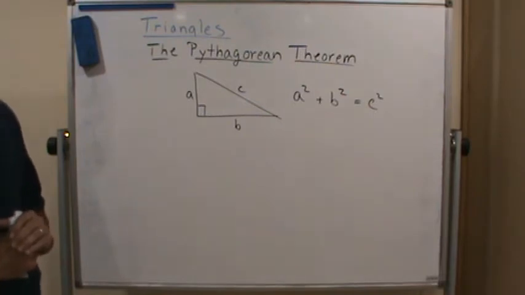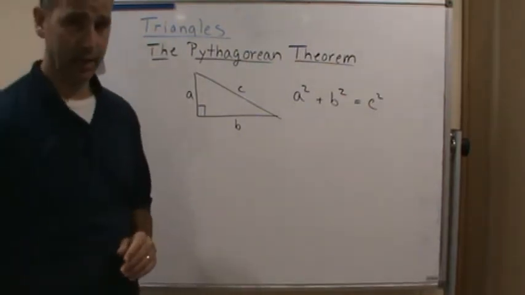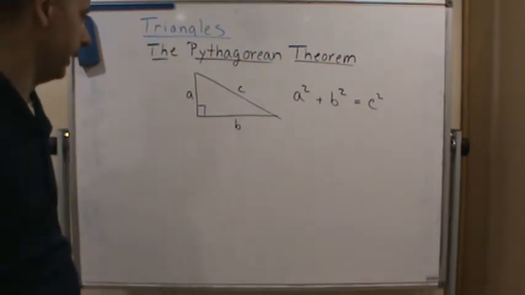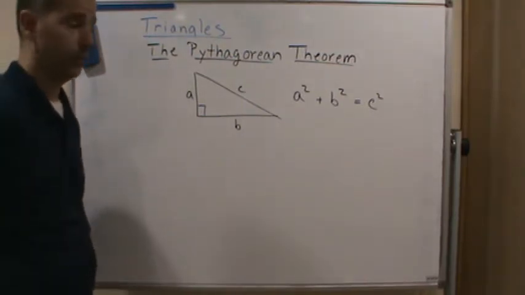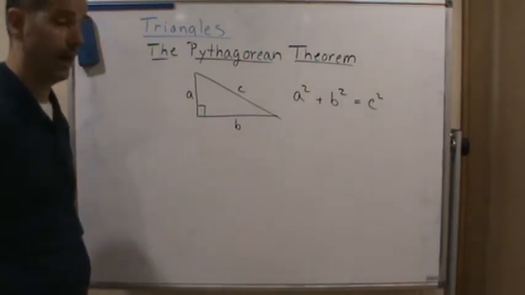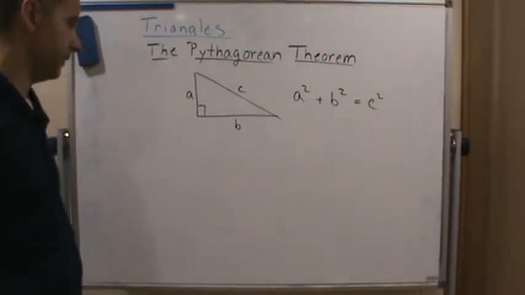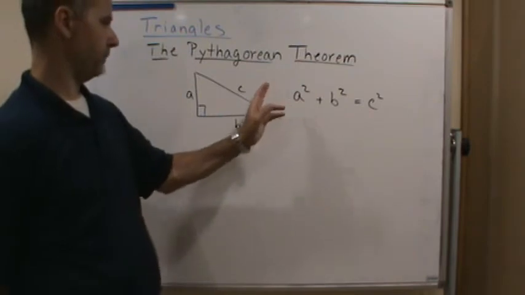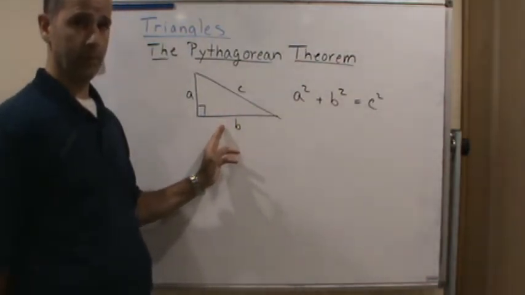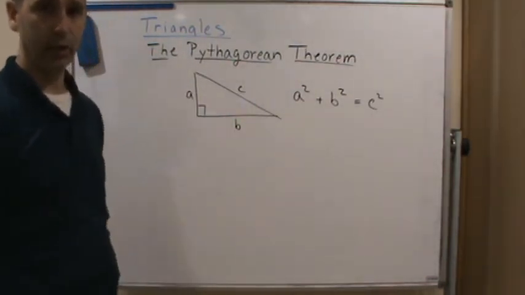That's it. The Pythagorean theorem has a lot of applications in many different cases that helps us solve problems. Okay, so this is something you're going to want to know. This is something you're going to want to memorize, okay, if you haven't already. But the Pythagorean theorem is a theorem that only applies to right triangles. If you don't have a right triangle, you can't use this.